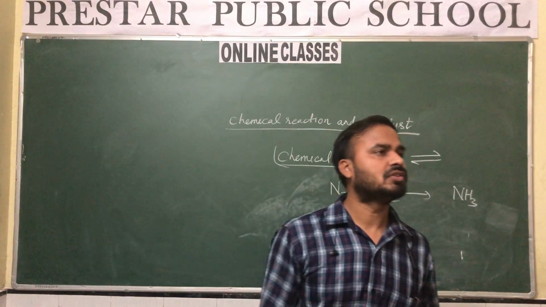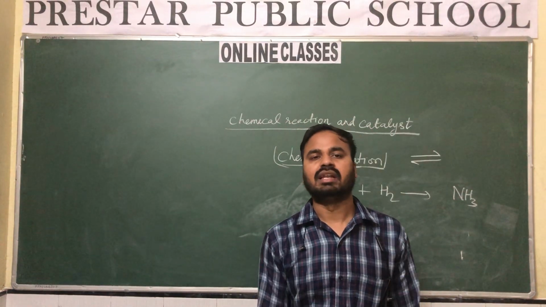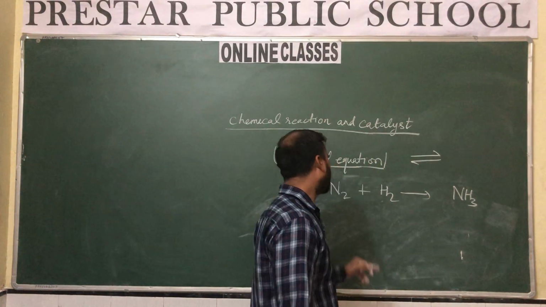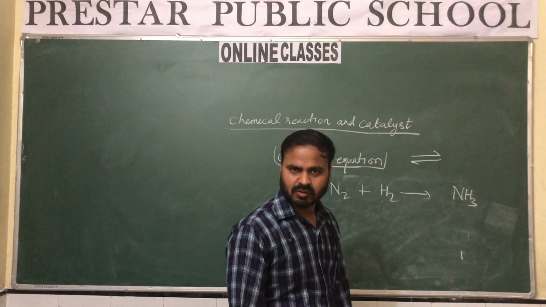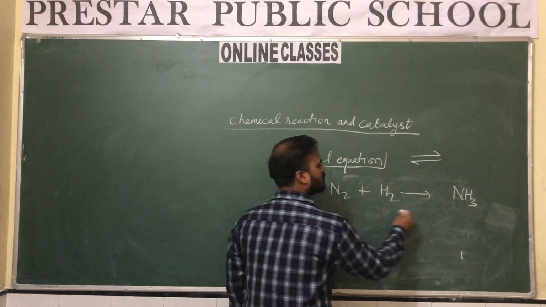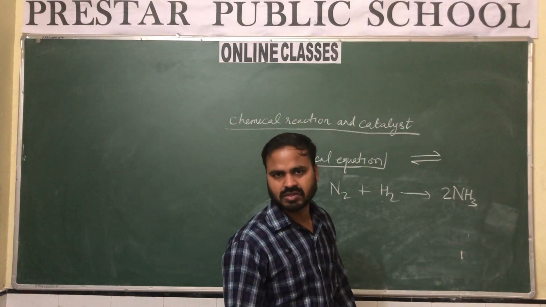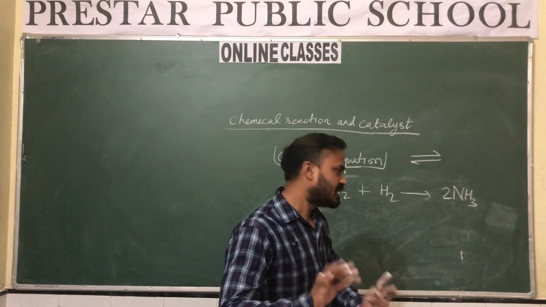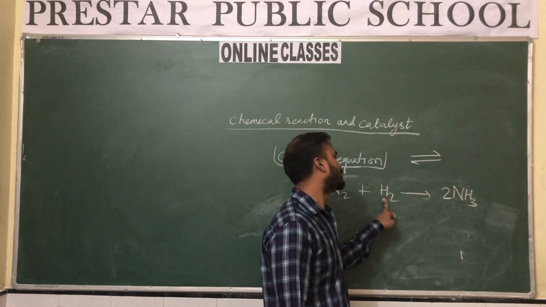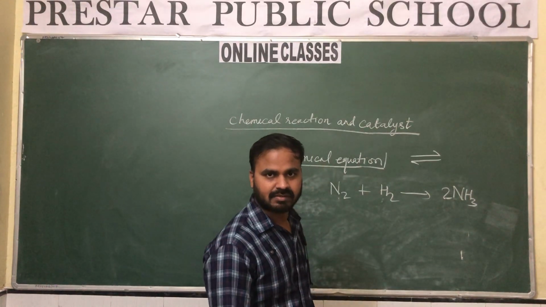What rule have I told? First, except hydrogen and oxygen, balance the other atoms. So in this, hydrogen is there, but first we have to balance nitrogen. The number of atoms is 2, so first I have to balance the number of nitrogens. This thing is clear. The number of nitrogens are equal now, but here 2 hydrogens are there. Either 2 into 3, 6 hydrogens are there.